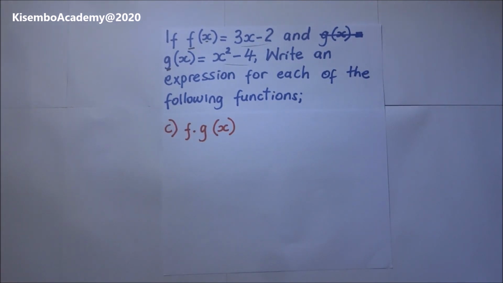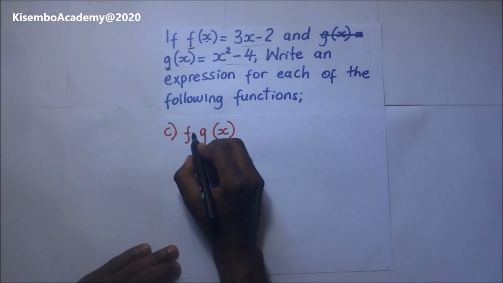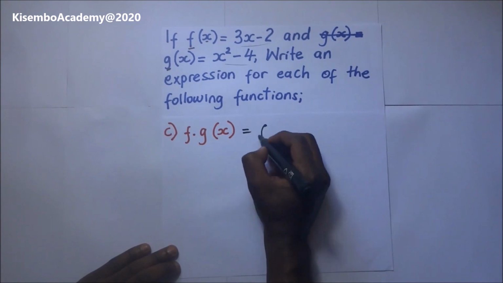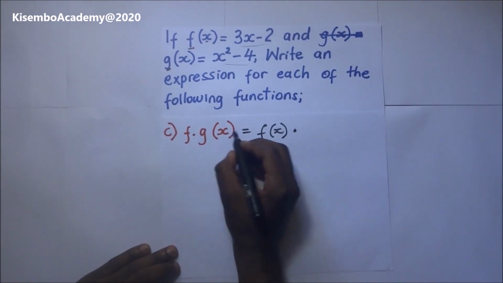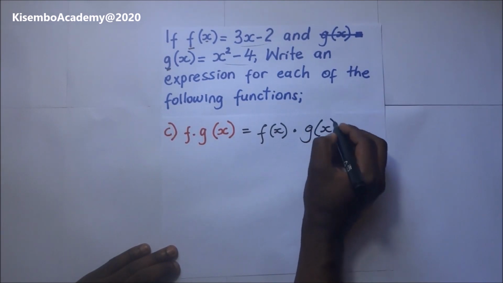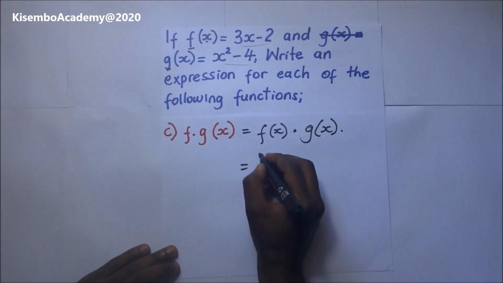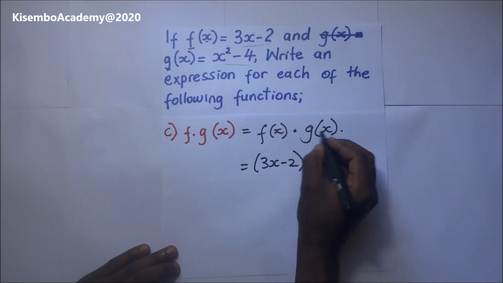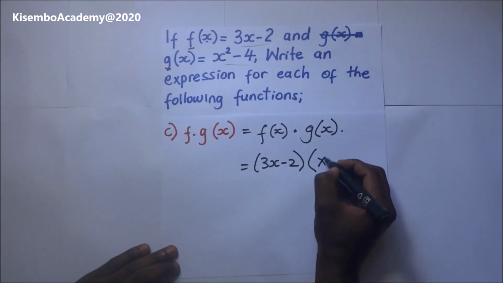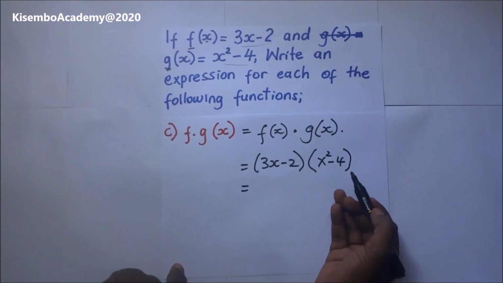Then we have here, we are multiplying the two. We have f dot g. This is the same as f of x multiplied by g of x. So this is going to become f of x, in this case 3x minus 2, multiplied by g of x, which is x squared minus 4. So definitely these are two brackets multiplying each other, so we are going to go ahead and open the brackets.